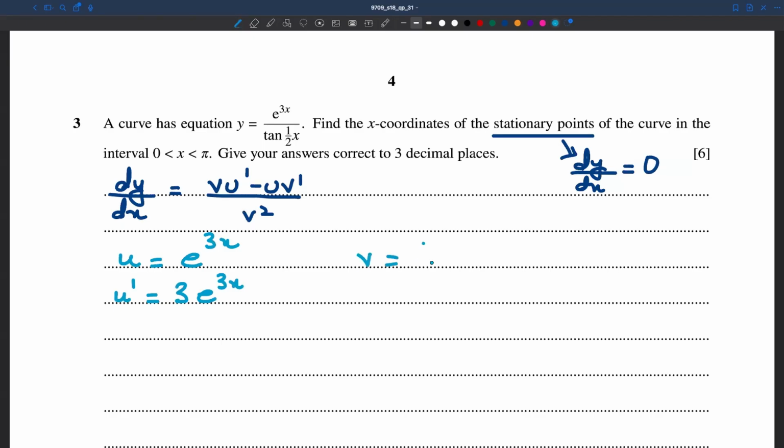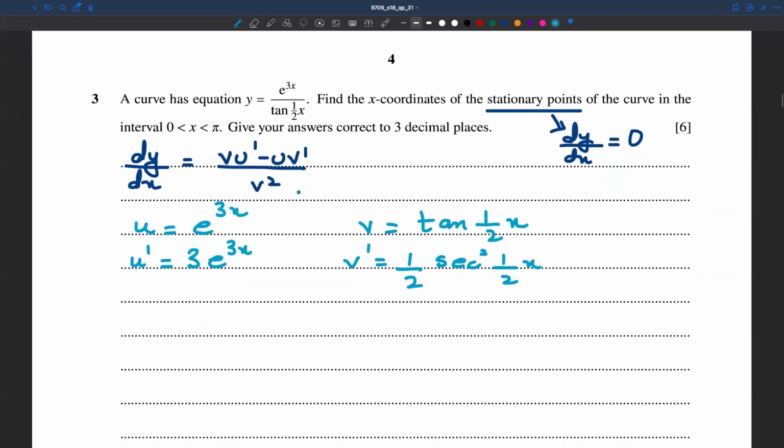v will be equal to tan of half x. So v' will be the derivative of tan, which is sec squared. So this will be sec squared half x, and we'll also multiply with the derivative of half x, which is half. So this will be half sec squared half x. Now we'll just substitute these values in the formula.